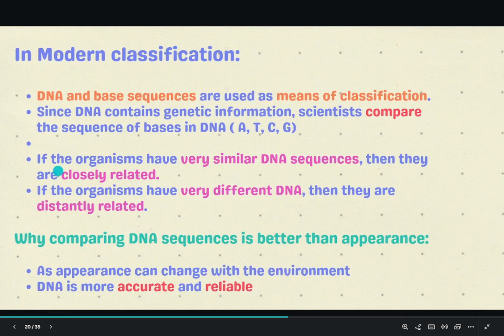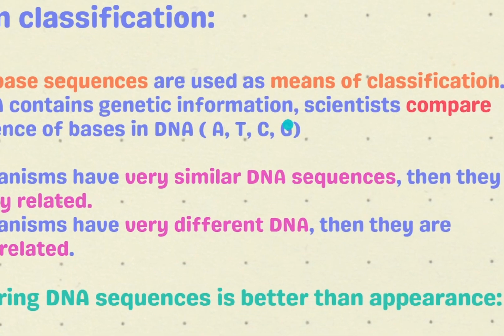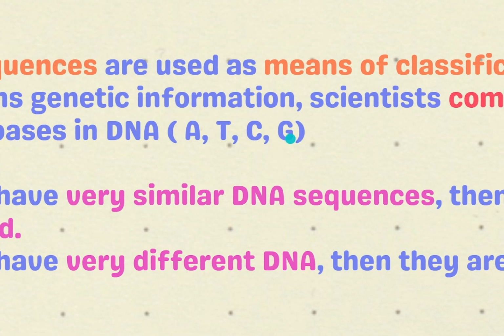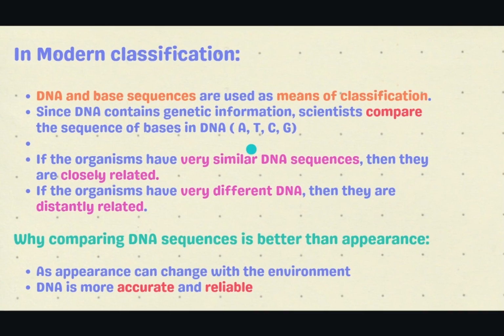All right? So in modern classification, what we do right now, DNA and base sequences are used as a means of classification. Why? Because DNA contains genetic information, and so scientists can compare the base sequence of the DNA. And what are the base sequences of DNA? A, T, C, G. So by comparing these four bases, they can easily identify whether organisms are closely related or distantly related.